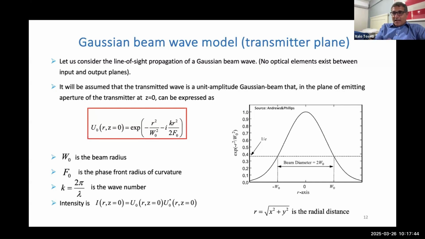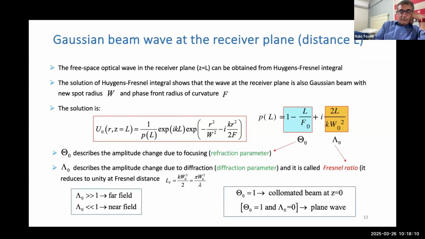So this is a basic equation that describes the complex amplitude of a Gaussian beam. We define the spot radius as W0. Then we have the phase radius of curvature F0. We have k, which is 2 pi over lambda, the wave number, so basically the carrier radiation. And these are at the transmitter plane. If we go to the receiver plane, at distance zeta equal to L, we obtain from the Huygens-Fresnel integral this solution.